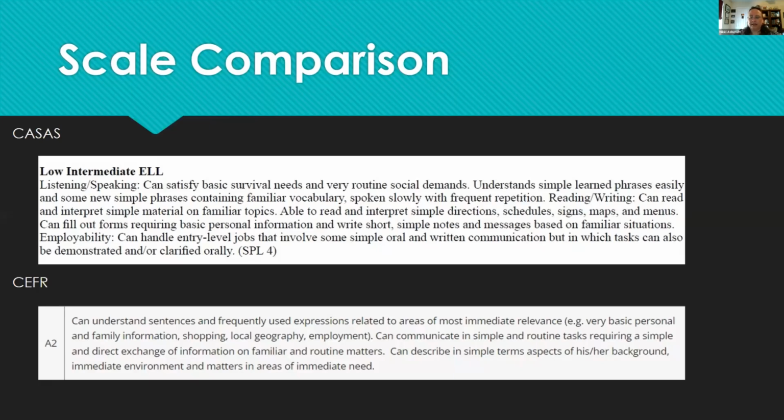Familiar and routine topics, simple, frequently used expressions. Right, so students are able to talk about their daily lives, things that they do on a regular basis, things that are concrete.